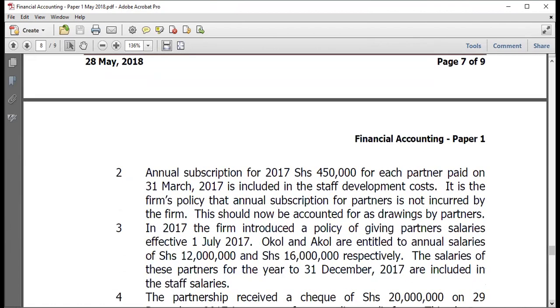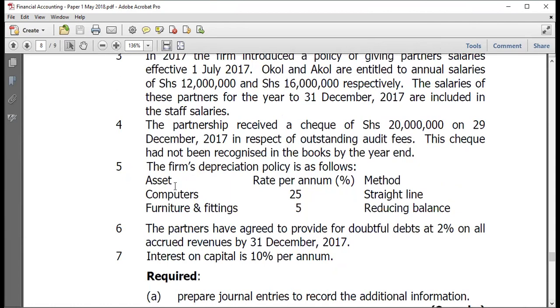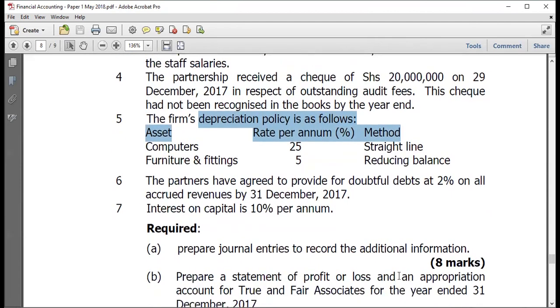Now, you get to see that just like the numbers we've been doing, I think we might have done this question in one way or the other. The same things that you do with depreciating, the same things that you do with recognizing outstanding fees and so on. There is totally no difference with what we do in the private sector. The only difference comes with the appropriation account, and also cases where you are asked to draw up the statement of financial position and maybe the current account.